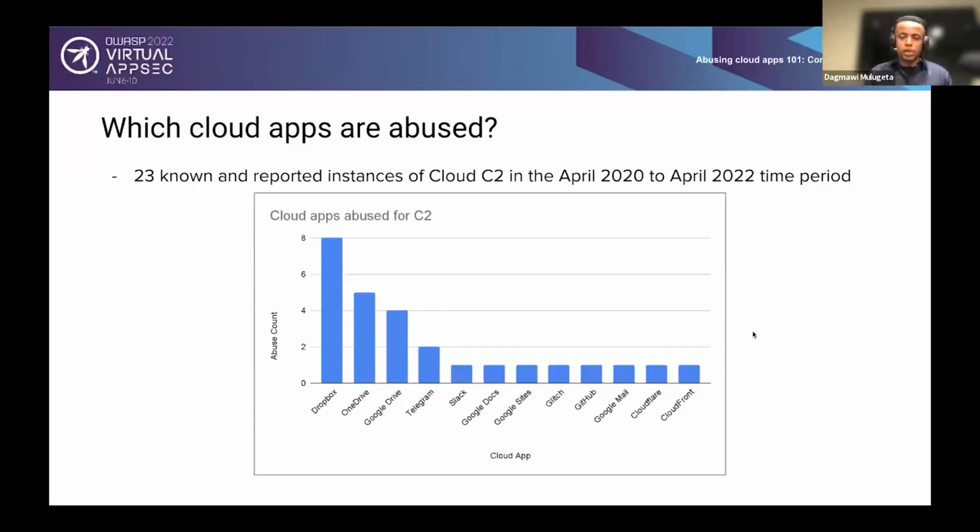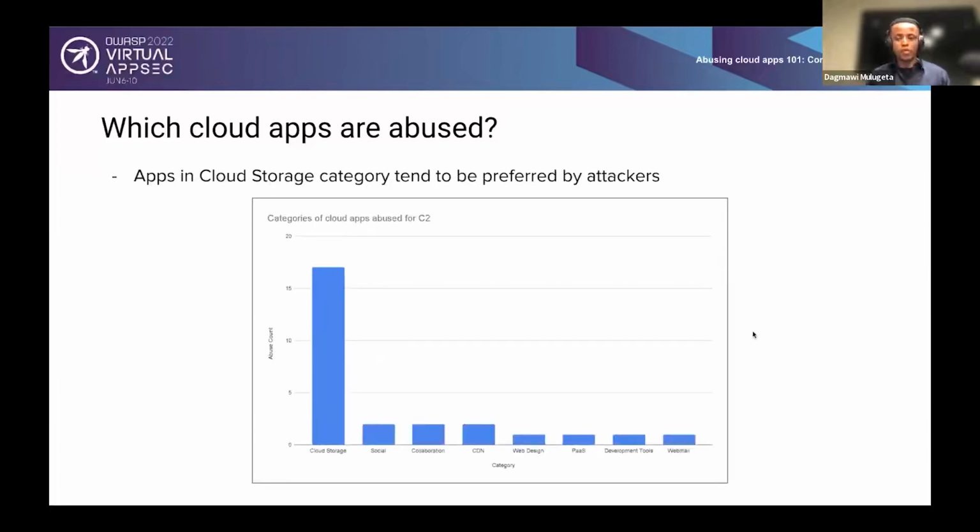And this preference is even more apparent if we categorize these cloud applications based on the services they provide to their users. If we categorize Dropbox, Google Drive, and OneDrive as cloud storage because they're cloud storage applications, we can see that cloud storage is by far the most preferred by these attackers, right? At 17 instances of the 23. Then you have a not so very close second, social collaboration and CDN apps at 2 instances each, and web design, platform as a service, development tools, and webmail all at 1 instance each.